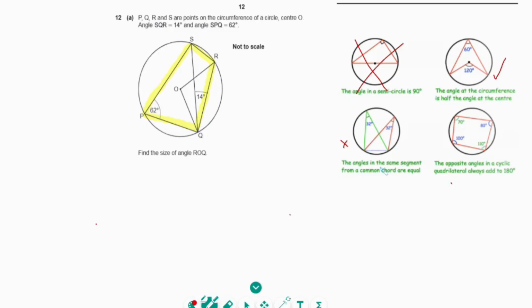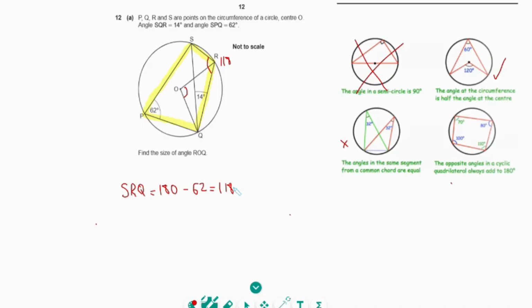So, what angle do we actually need to find here? ROQ. ROQ is that one there. So using our cyclic quadrilateral, opposite corners add to 180. So SRQ equals 180 minus 62, which is 118.